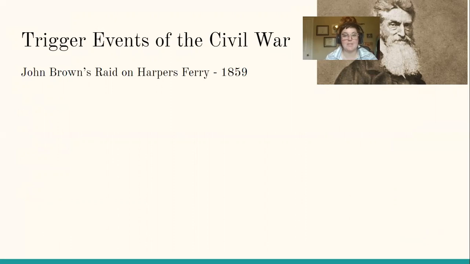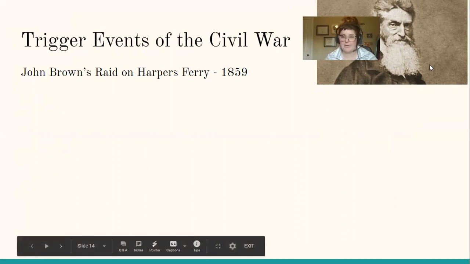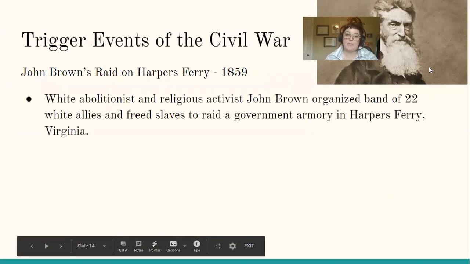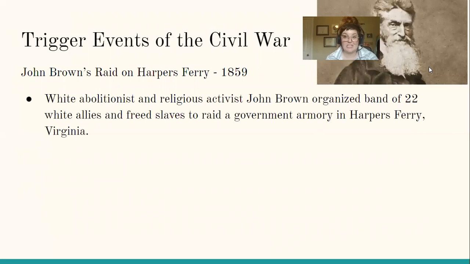Another thing on the timeline was John Brown's raid on Harpers Ferry in 1859. So this is John Brown here. John Brown was a white abolitionist and also a religious activist. So like Nat Turner, he was an extremely religious man.